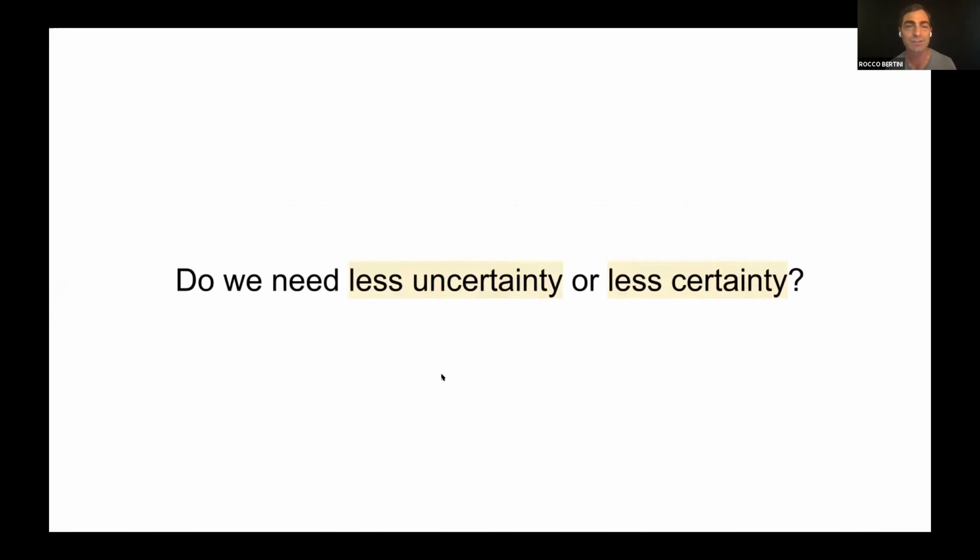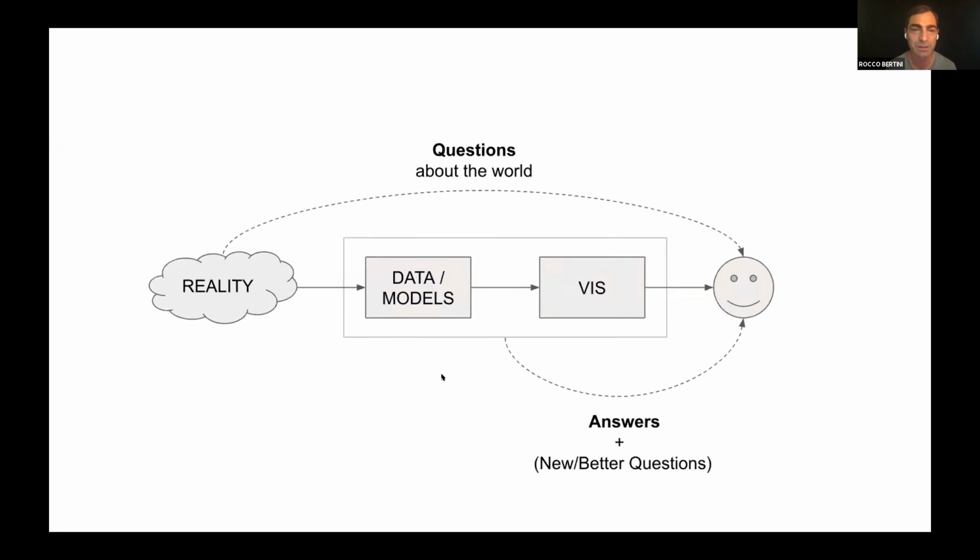But one question that I have related to that is, do we need less uncertainty or less certainty? I think that our intuition when we talk about uncertainty is that ideally we would like to have less uncertainty. But at the same time, or at least that's what I will try to argue for, we want people to be less certain if things are not certain. And I think that's a really, really big problem.